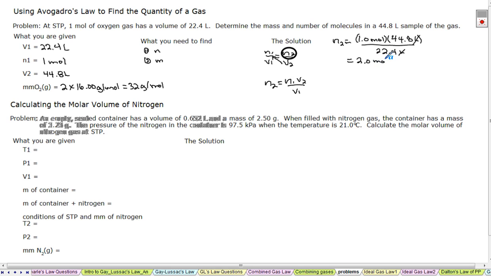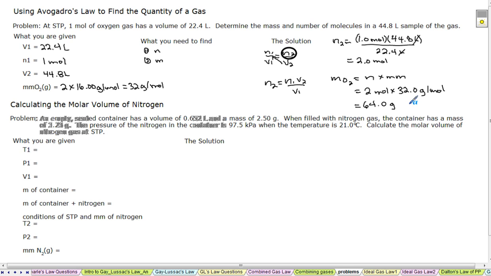And so in the end, I get 2.0 moles of oxygen. So to find the mass of O2, it's going to be my number of moles times my molar mass. And this is back to our unit on stoichiometry. So I've got 2 moles times 32 grams per mole, and that gives me 64 grams. So 64 grams of oxygen gas would be the mass of the 44.8 liter sample.